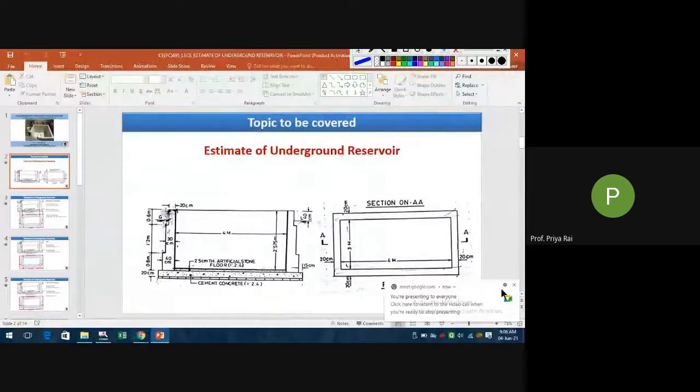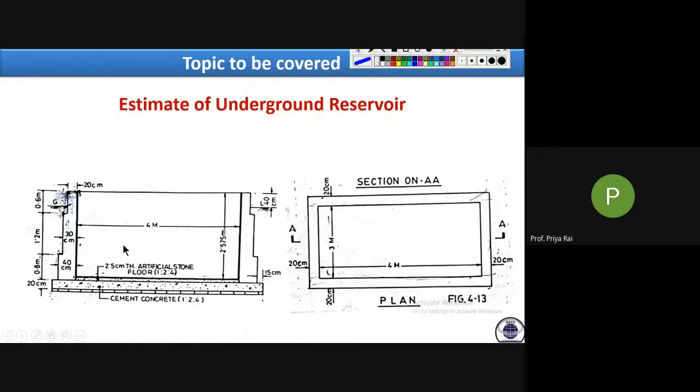Now we need to do estimation. Estimation means what materials are required, or we can say what items of work are required for the construction of this structure. So we will identify those items of work. Then we will draw a table, the estimation table, the quantity estimation table.